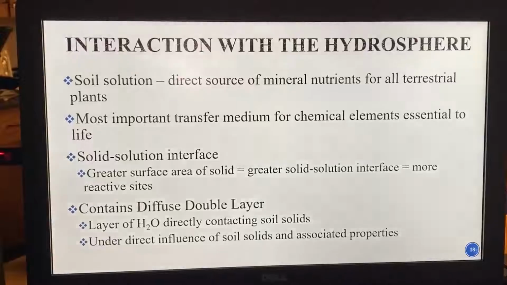So that's this layer of water directly contacting those solids. There's a little layer of water around each one of those chemicals. And that is what that space is between my finger and the cells in my finger and touching that wall.